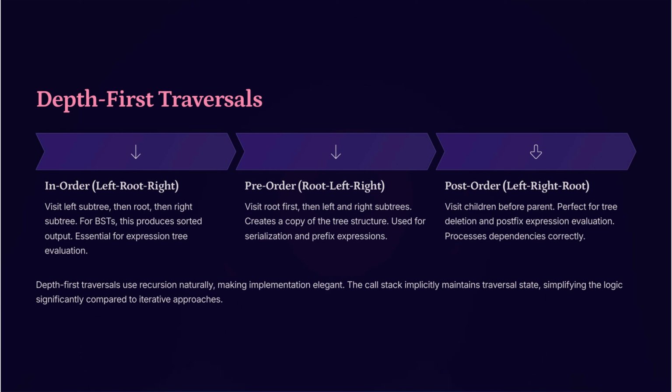Depth-first traversals include in-order, pre-order, and post-order methods. In-order visits left subtree, root, then right, yielding sorted output for binary search trees. Pre-order starts with the root, then left and right, useful for tree serialization. Post-order processes children before the parent, ideal for tree deletion and postfix evaluation.